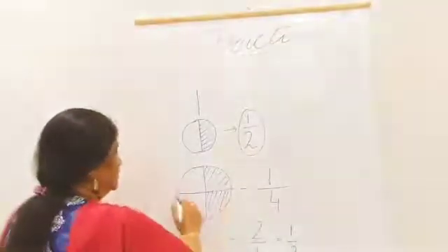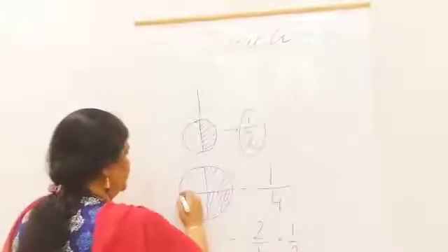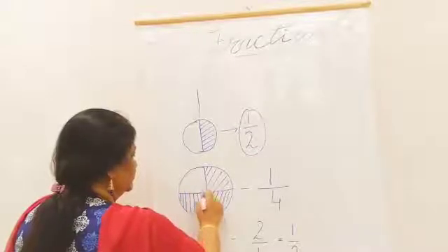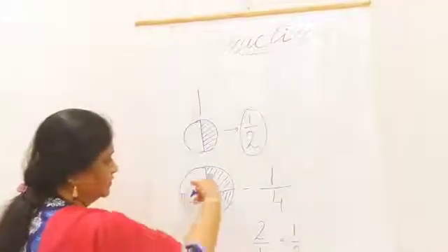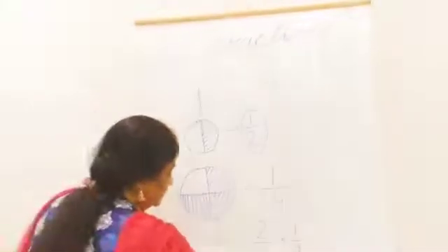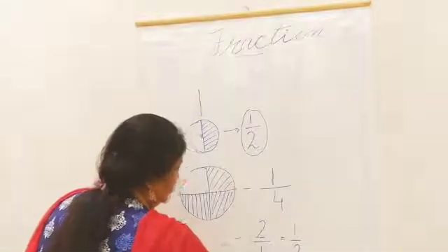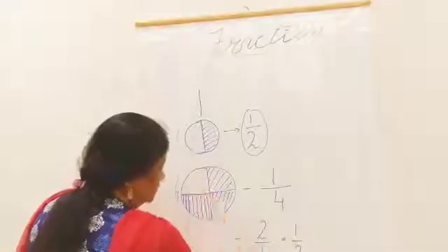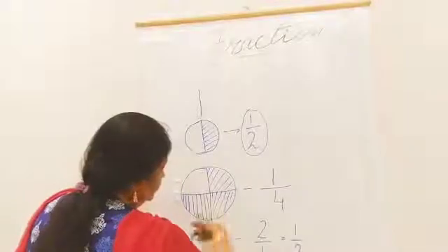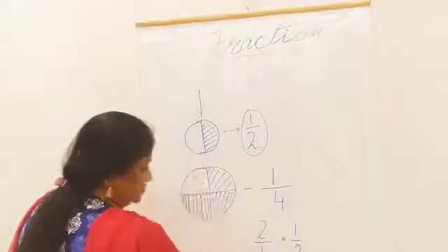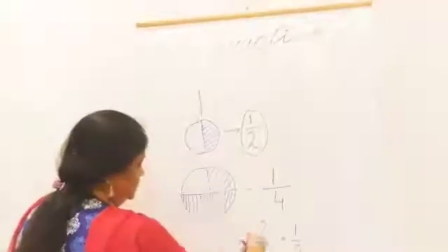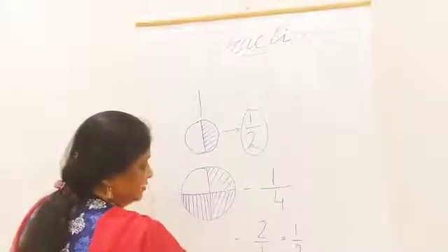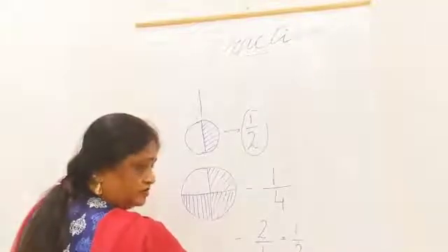Now if one more friend wants me to give him one more part of it, alright. Now how many parts have I used? 3. I have used 3 out of how many? 1, 2, 3, 4. I divided it into 4 parts, and out of the 4 parts, 3 I have used. How will I write this? 3 upon 4. 3 upon 4.